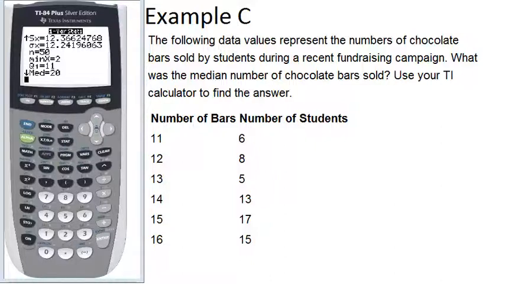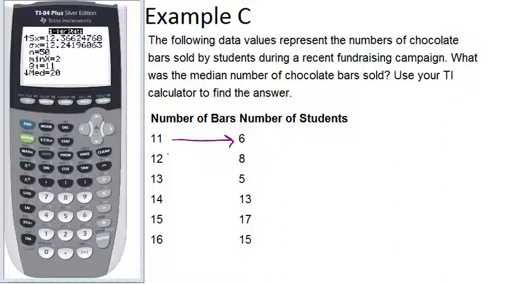So you should notice that this time the data that we're given tells us the number of bars and then the number of students who sold that number of bars. So this is a frequency table. So there were 6 students who sold 11, 8 students who sold 12, and so on. One way you could do this with the calculator is to list out 11 6 times and then 12 8 times and so on. Just enter in all of the numbers and repeat as necessary.